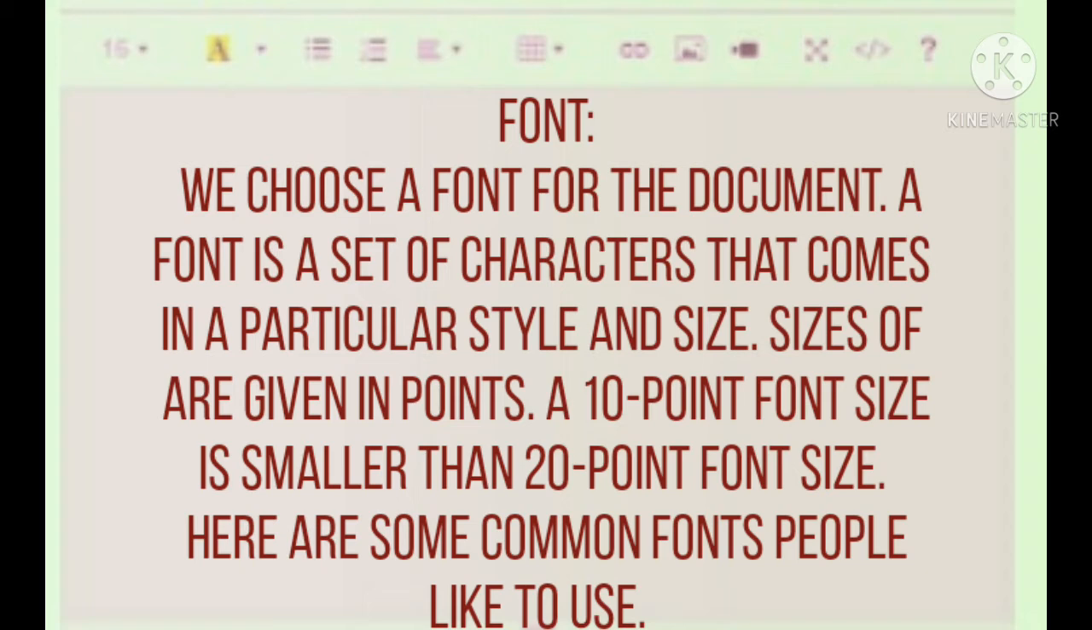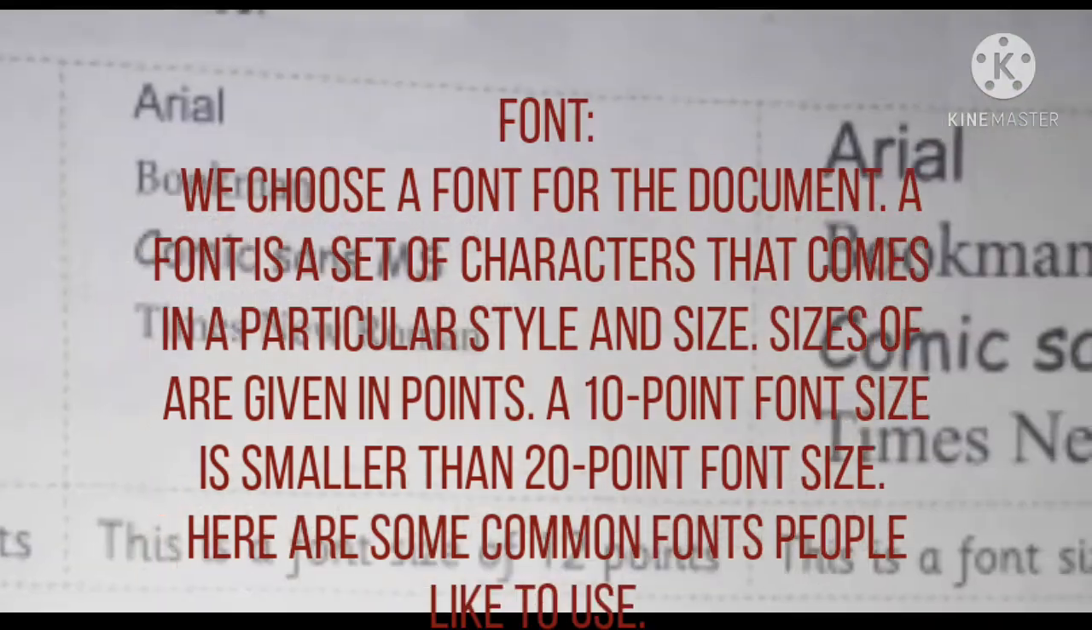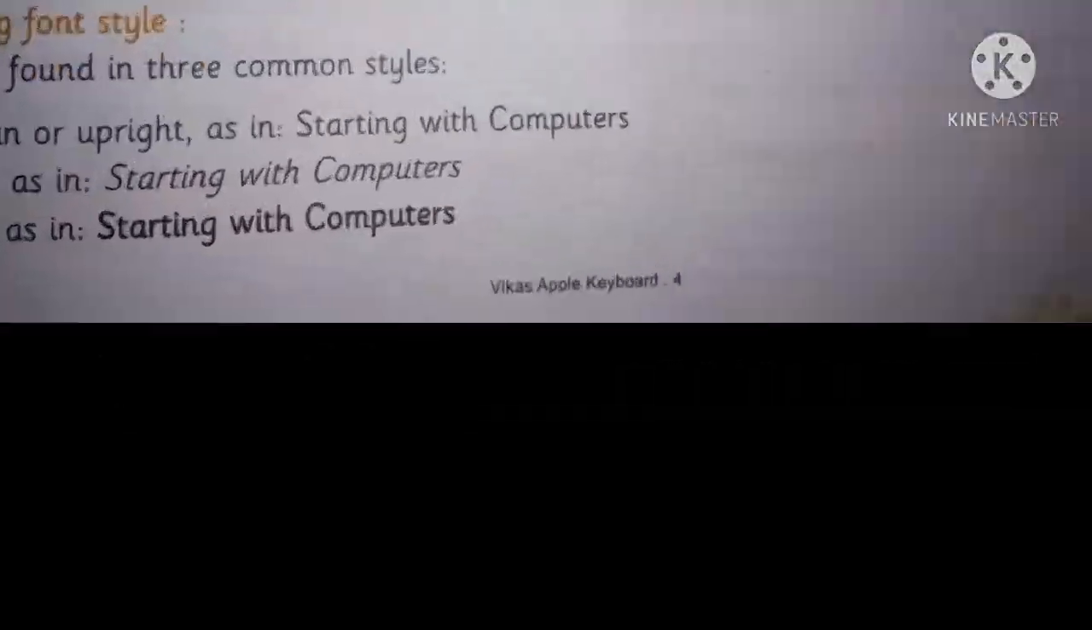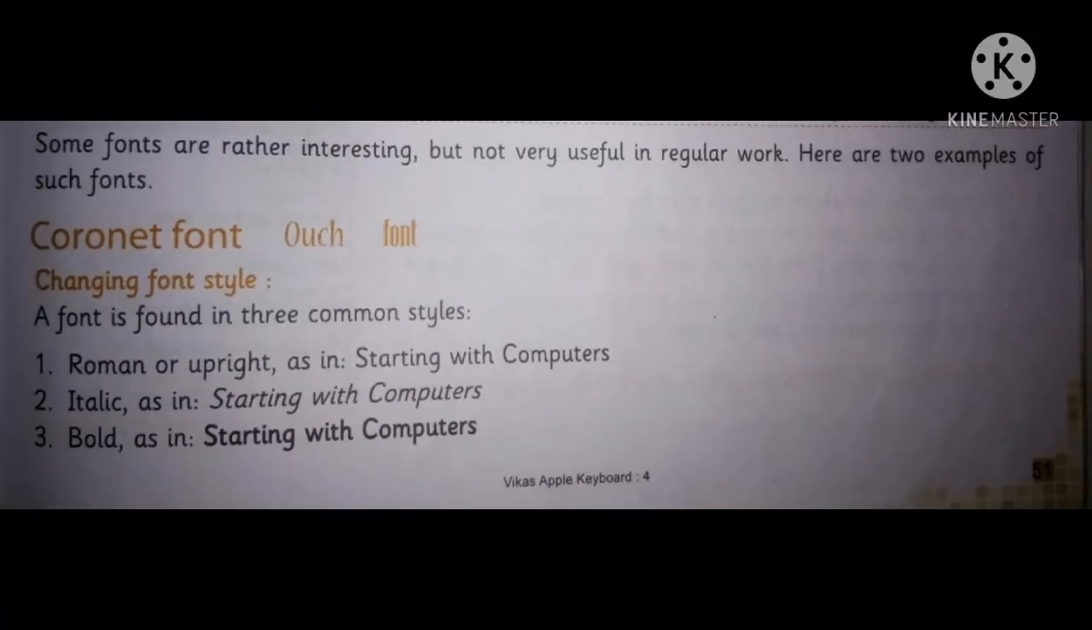Here are some common fonts people like to use. Arial, Bookman, Comic Sans MS, Times New Roman. First column is a font size of 10 points. Second column is a font size of 12 points. Third column is a font size of 20 points. Some fonts are rather interesting but not very useful in regular work. Here are two examples of such fonts. Coronet font, Ouch font.